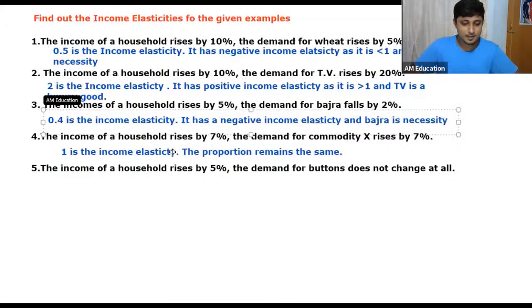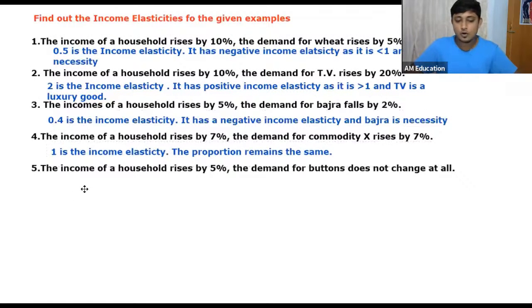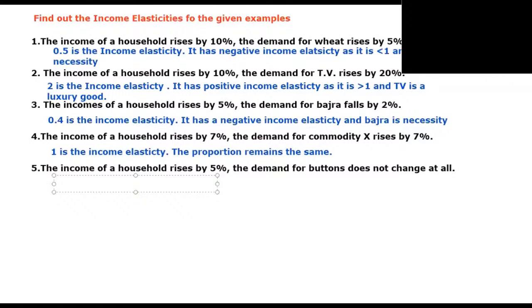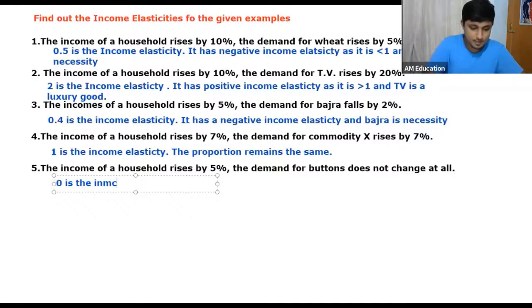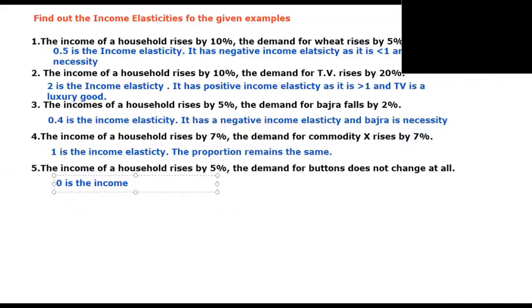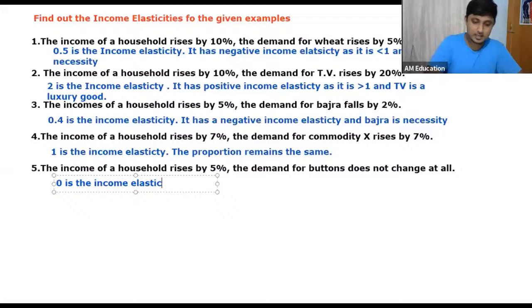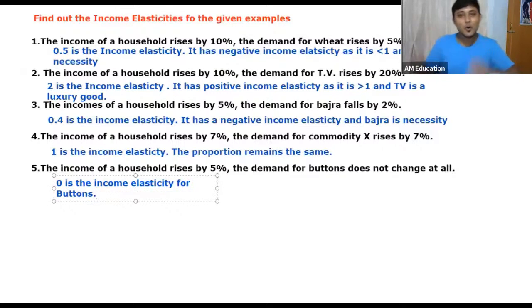And let us all together do the fifth one. The household's income rises by 5% and the demand for buttons does not change at all. What is the income elasticity of this thing? Can you tell me fast? What is the income elasticity for buttons? 0. 0 is the income elasticity for buttons. Why would someone go and buy buttons if someone's income is increasing?